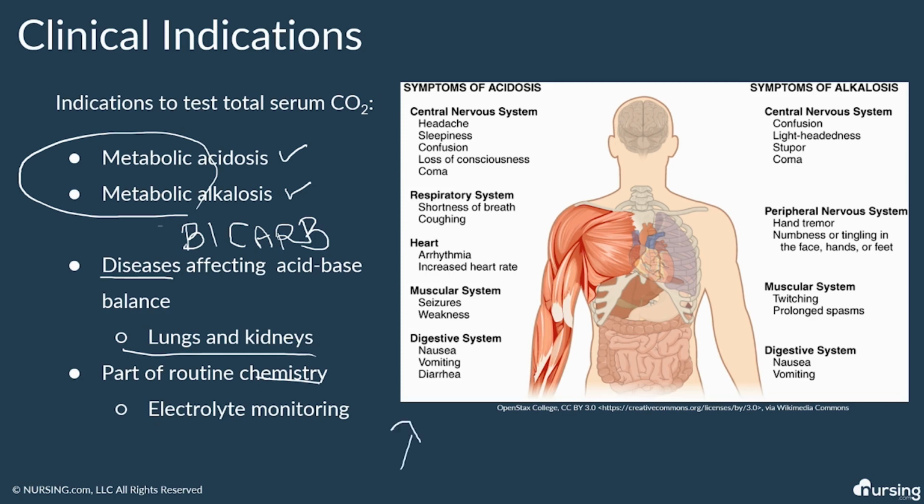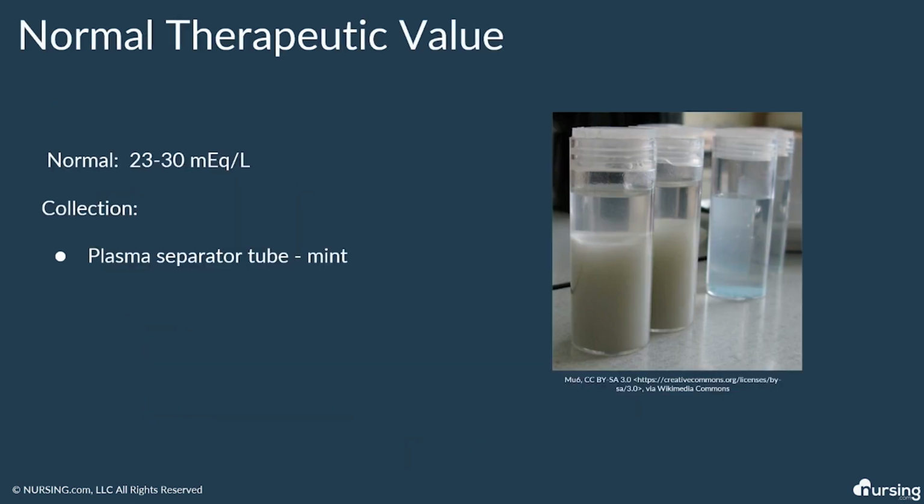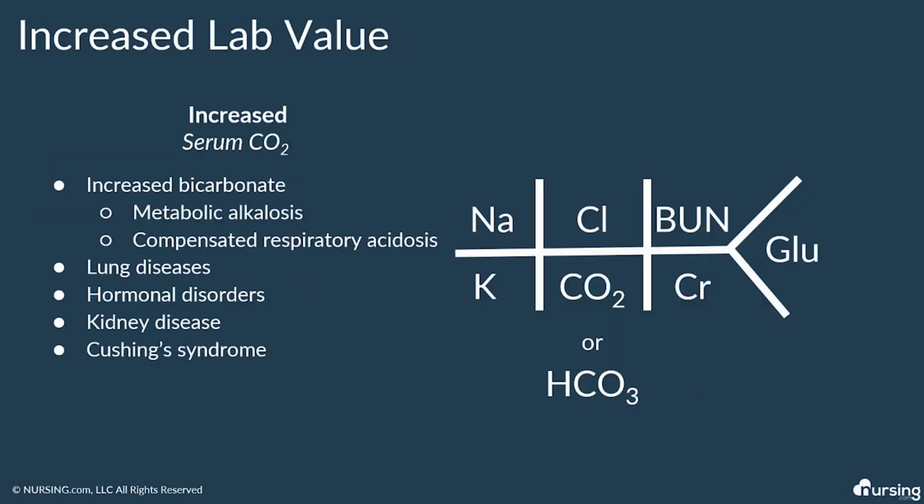Now, take a look at all these signs and symptoms. They're pretty general. That means that this could be indicated for a number of reasons. And it's a really good way to evaluate what's happening in the body with acid-base. A normal value is between 23 and 30 milliequivalents per liter. This is our liquid form of CO2. This lab is collected in a mint top and run with the electrolyte panel.